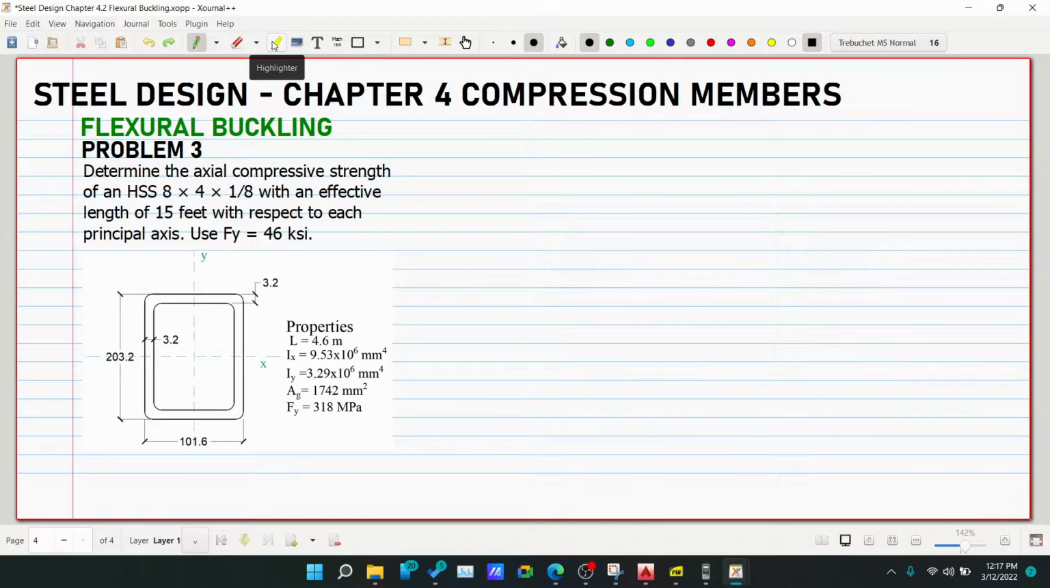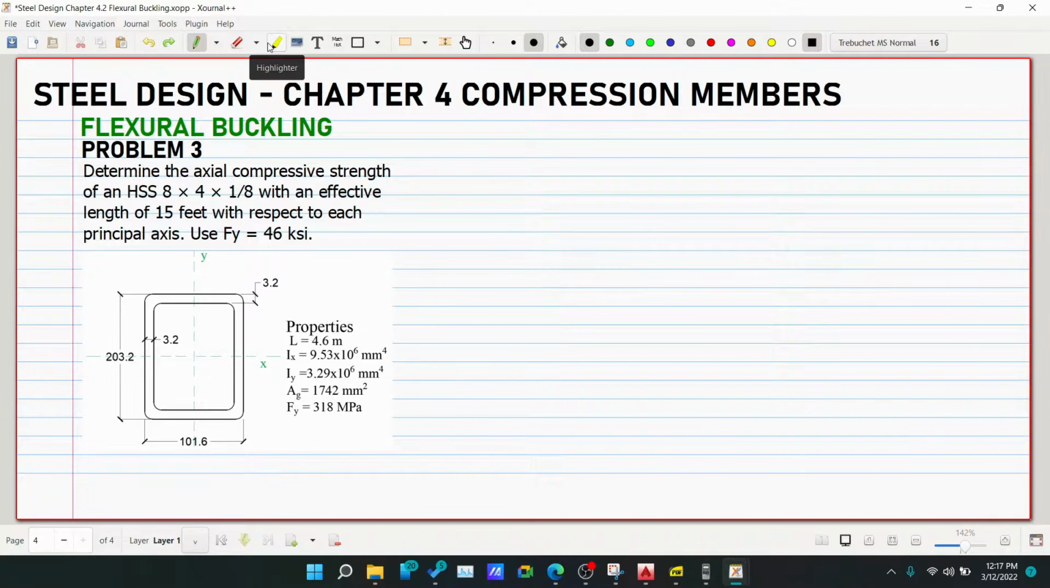So this is our problem number 3 for flexural buckling. Determine the actual compressive strength of an HSS 8x4x1/8 with an effective length of 15 feet with respect to each principal axis. So ibig sabihin, hindi na natin gagawin yung ginawa natin sa problem number 2 kasi parehas lamang yung ating unbraced length sa dalawang axis na X and Y. Ang gagawin natin, ang pipiliin natin na r is yung mas maliit.